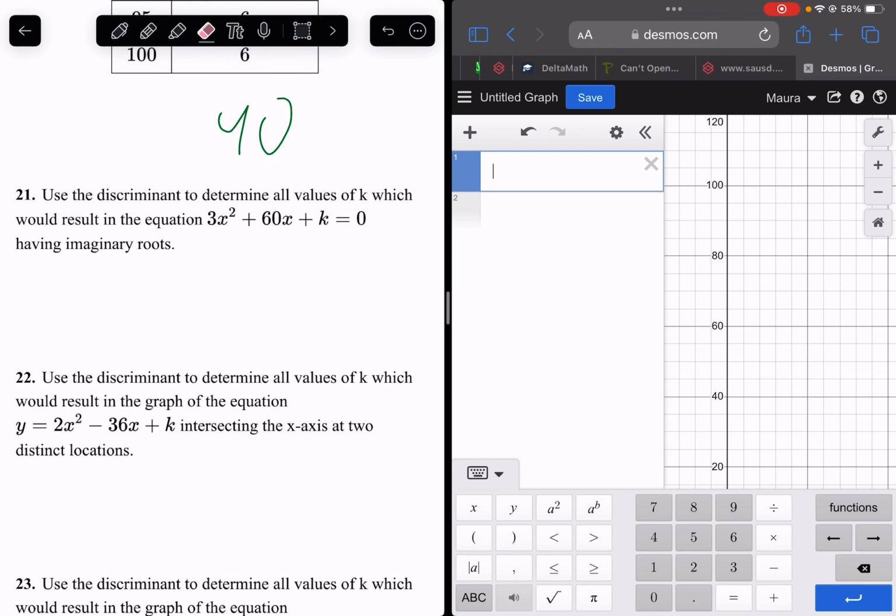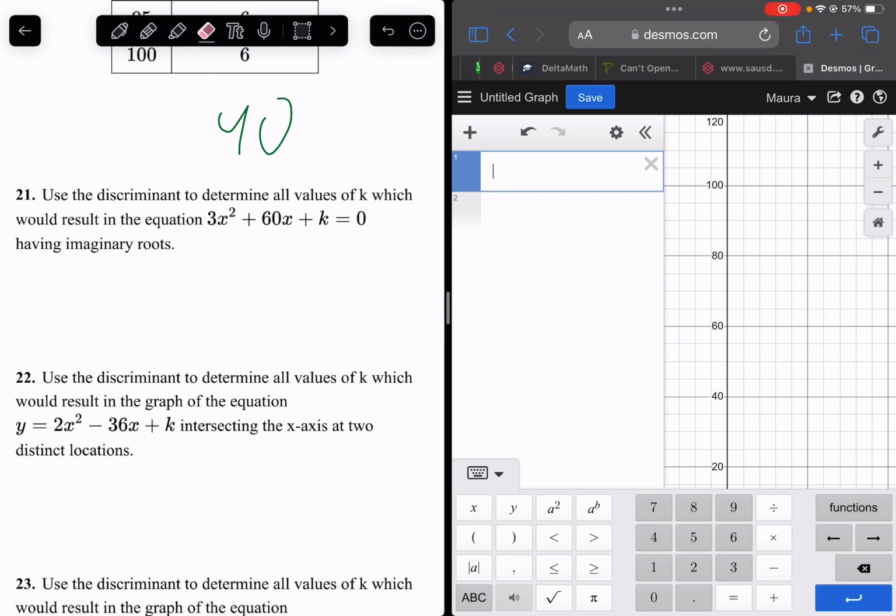So it's kind of a nifty feature. The SAT loves to ask questions like, what value of K would make this system have one solution? What value of K would make this system have infinitely many solutions? Things like that. And this is another example of a way that they ask a question that's similar to that. And it's saying, what values of K would result in this function having imaginary roots, okay?